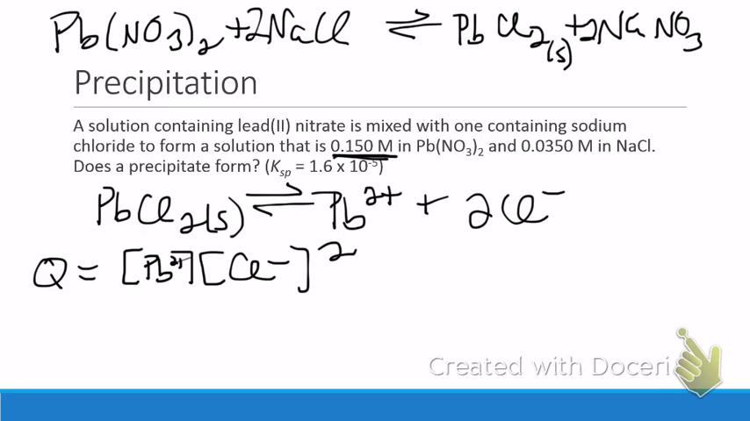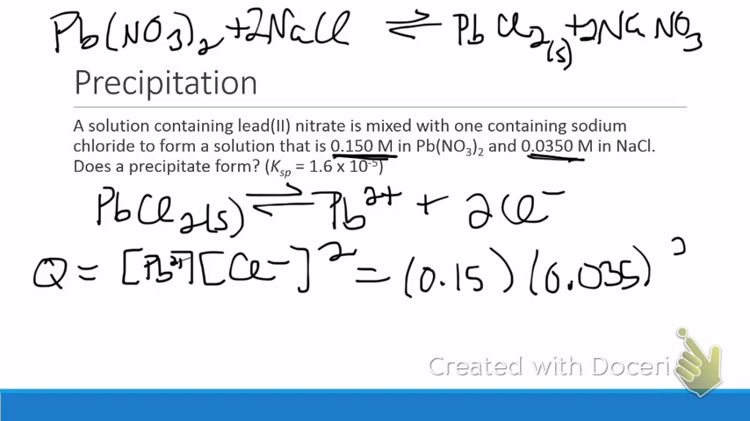For the value of lead, we're going to use 0.15 molar because that's the concentration of lead that's been put in. So our Q will be 0.15, and then our concentration of chloride will be 0.035 molar. Again, we're going to square that, and that gives us a value of 1.84 times 10 to the negative 4, sorry, not molar, unitless, 1.84 times 10 to the negative 4 for our Q.